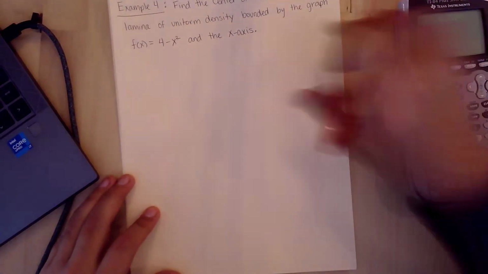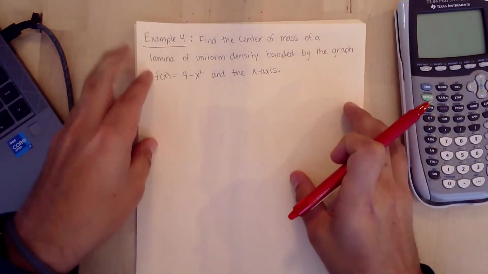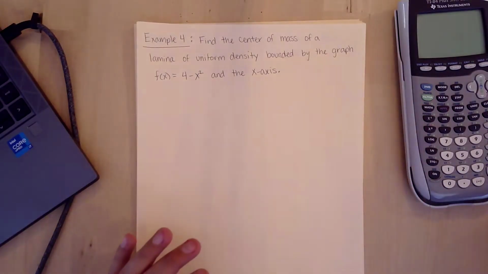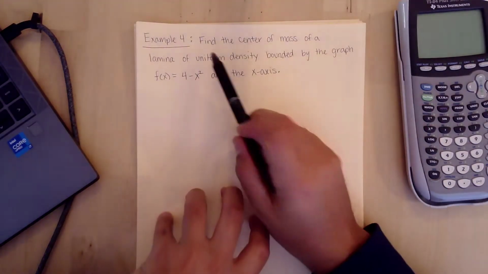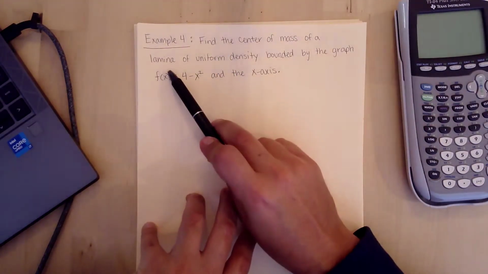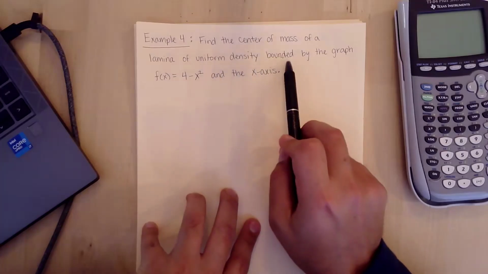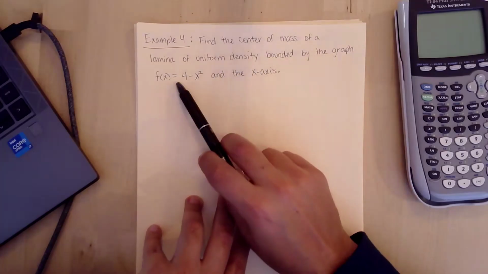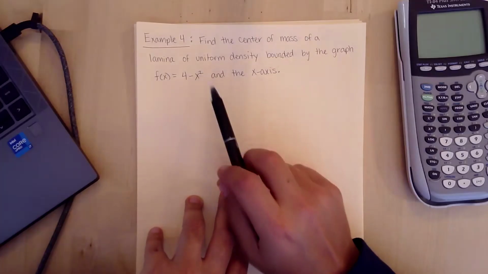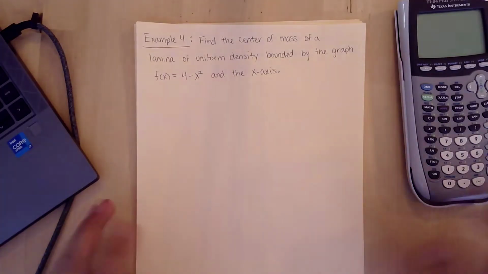Okay. So this is going to be technically example number 4 in this two-part series. Let's find the center of mass of a lamina of uniform density bounded by the graph f of x equals 4 minus x squared and the x-axis.